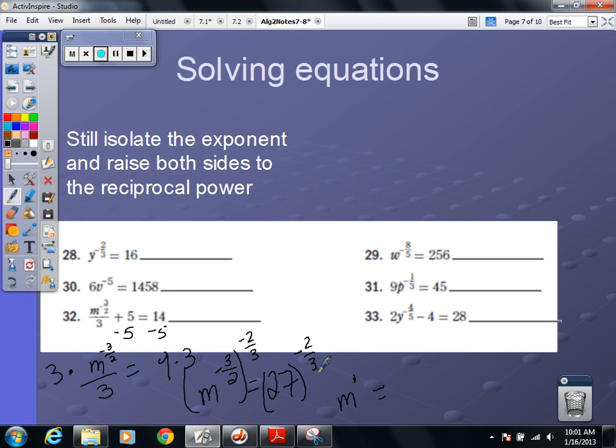I'm going to take the cube root of 27. Actually, I'm going to take 1 over 27 to the 2/3, so I don't forget. Cube root of 27 is 3. 1 over 3 squared is 1/9. Okay, I hope that makes sense. If it doesn't, jot down some of these. Ask me tomorrow. We will go over them.